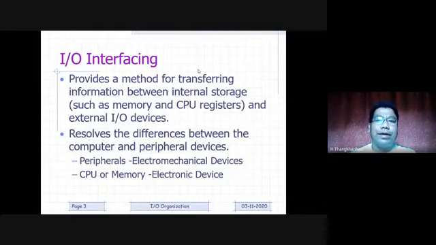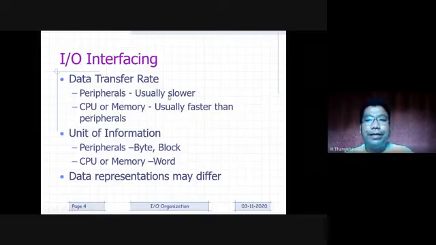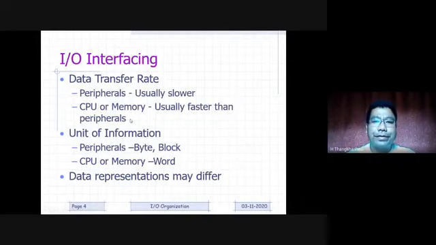All right, let's go to the next slide. So let's continue with I/O interfacing. The data transfer rate in I/O interfacing: these peripherals are usually slower because they are operating on mechanical devices. But CPU and memory are usually faster than peripherals because they operate on electronic or digital signals, okay?